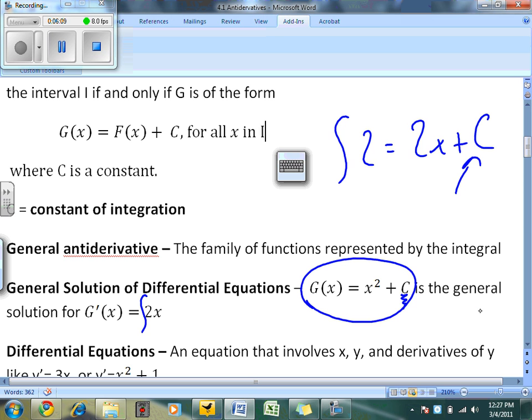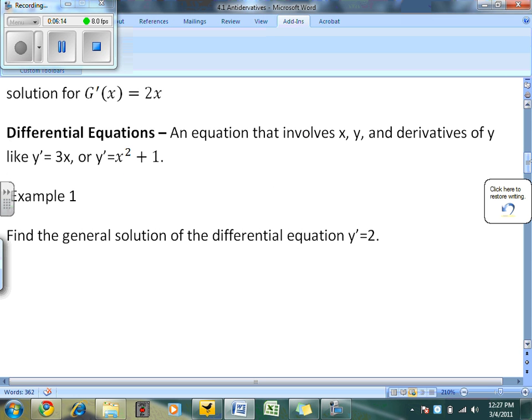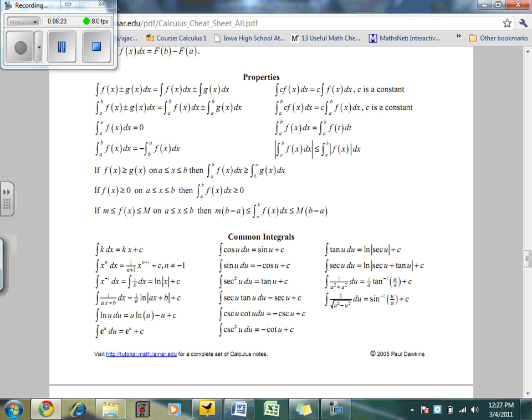All right. And one last vocab here is differential equation, an equation that involves x, y, and derivatives of x and y, like y prime equal to 3x, or y prime equal to x squared plus 1. That's a differential equation. Let me show you real quick on your cheat sheet.